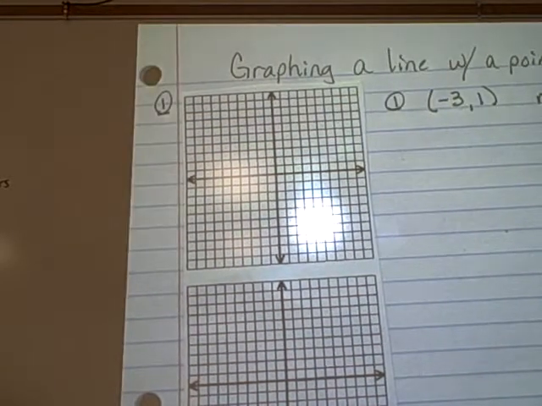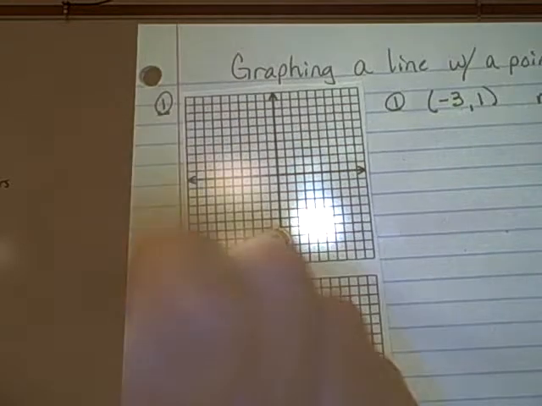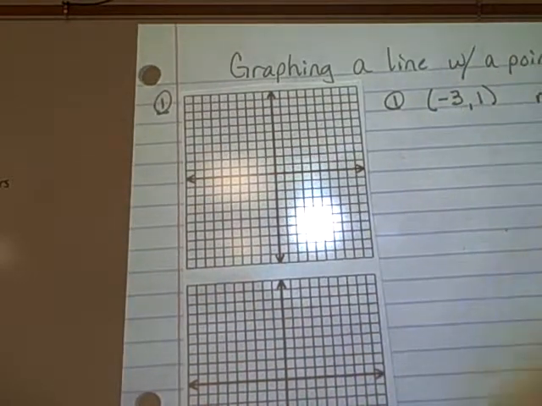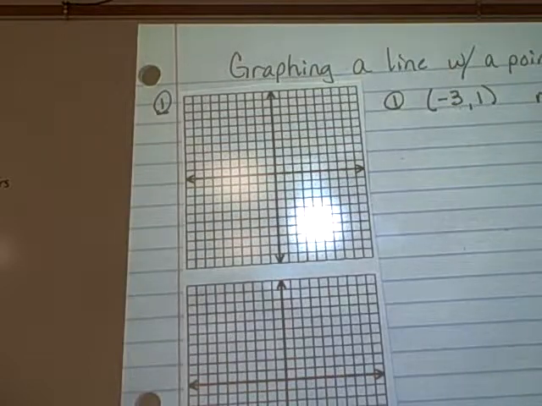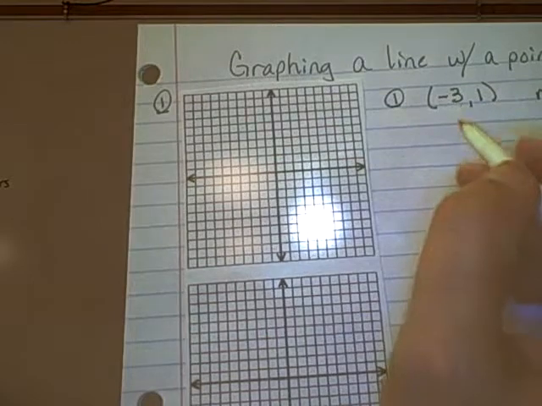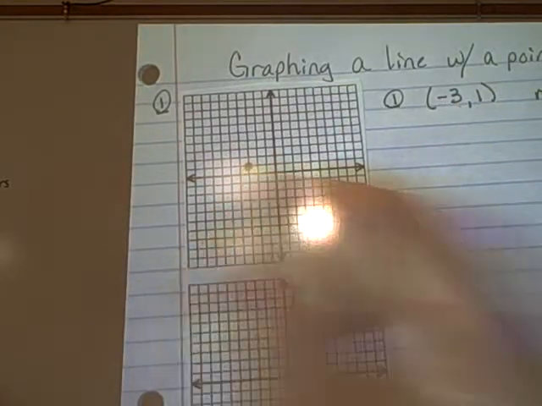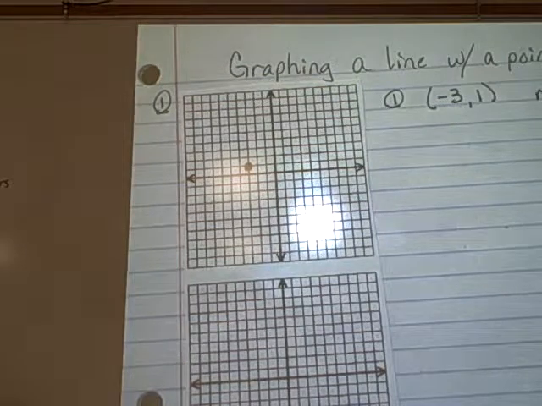So I'm given a point and I'm given a slope. So first thing I'm going to do, which one of those two things do I know automatically how to put on this graph? I have a point and I have a slope. Which one's the easiest one to put on the graph? The point. Okay, because you guys have graphed points for a long time. So let's put the point on the graph. So -3, +1 is right here. So go ahead and put that point on the graph.